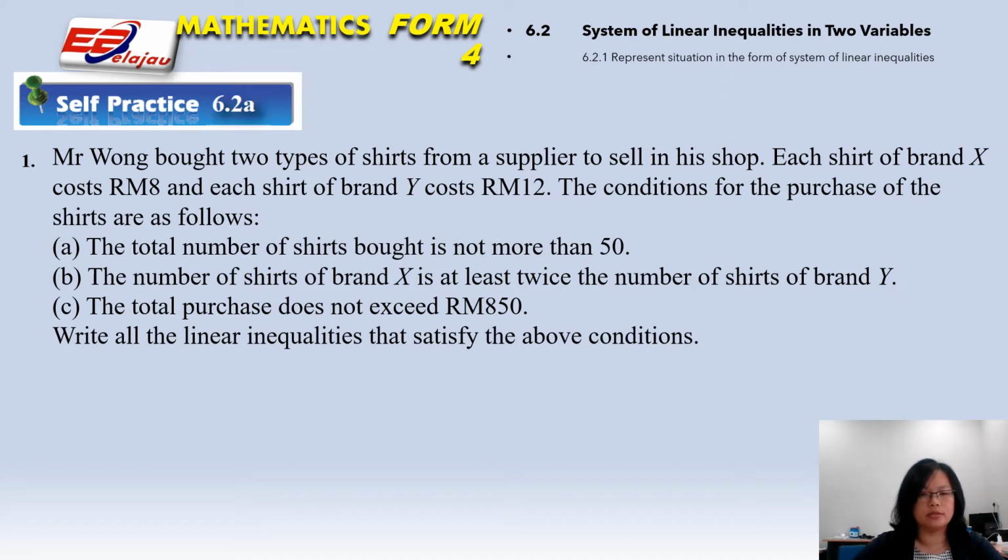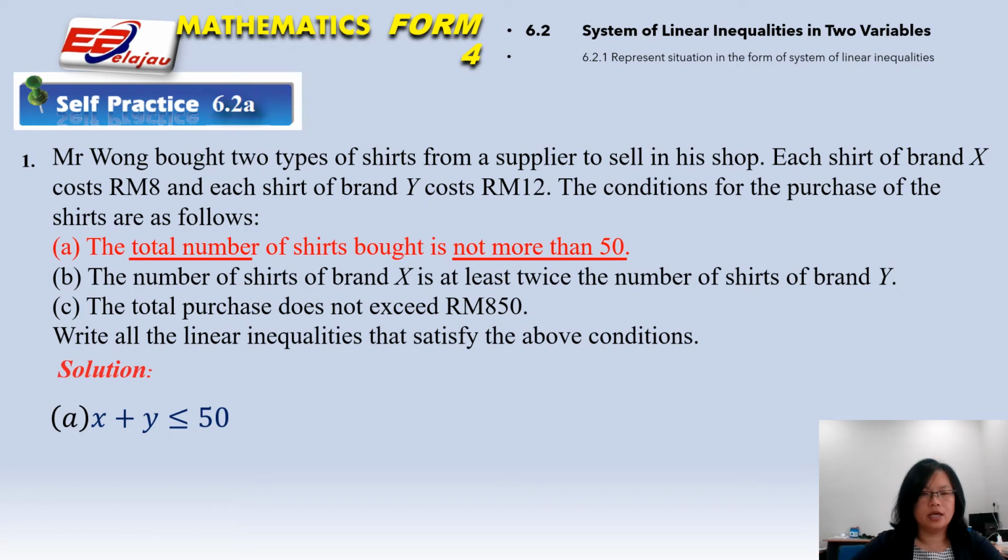Question number 1. In this question, it is also related to variables, that is x and y. Condition A. The total number of shirts bought is not more than 50. The keywords for this condition are total number, not more than 50. Well, we can represent it by the linear inequality x plus y, to represent the total number, not more than 50, written as less than or equal to 50.